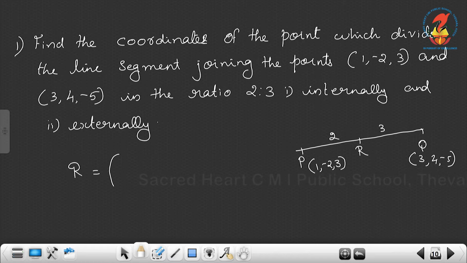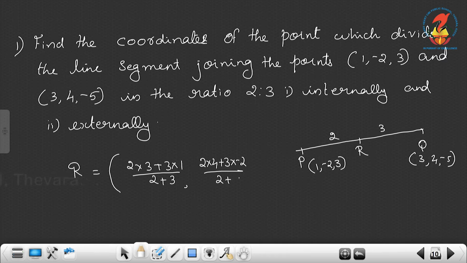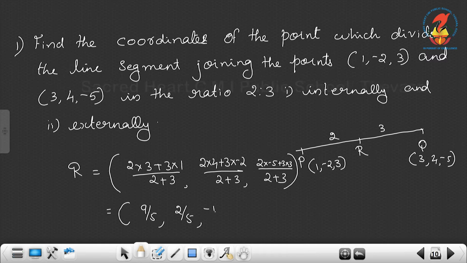So what about R? The coordinates of R, the first case is internally. That is (2 into 3 plus 3 into 1) by (2 plus 3), comma (2 into 4 plus 3 into minus 2) by (2 plus 3), comma (2 into minus 5 plus 3 into 3) by (2 plus 3). So 3 2s are 6, 6 plus 3 is 9, 9 by 5; 8 minus 6 is 2, 2 by 5; minus 10 plus 9 by 5 is minus 1 by 5.